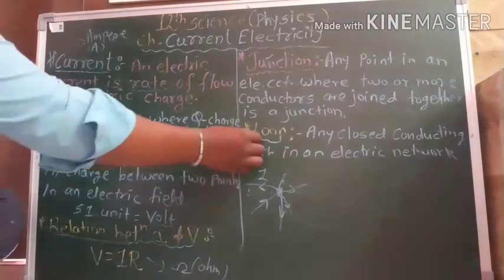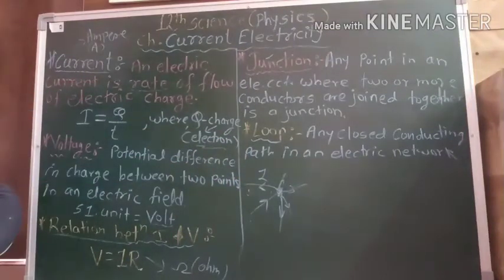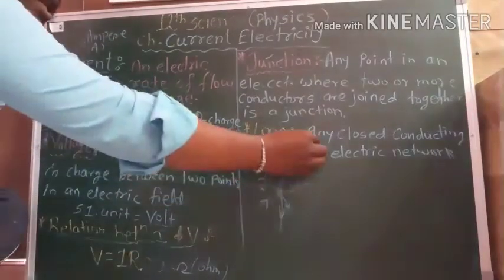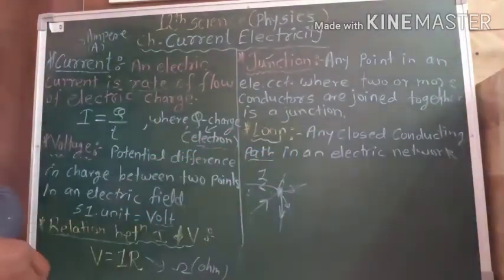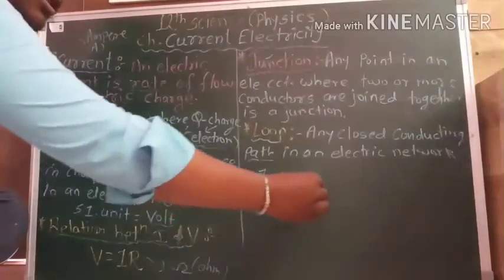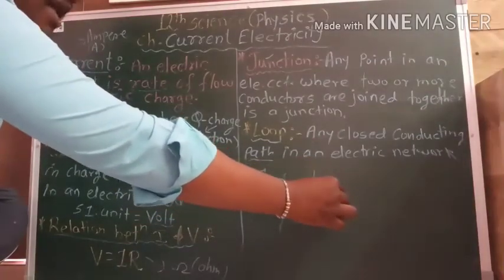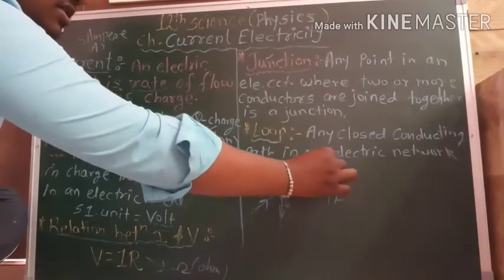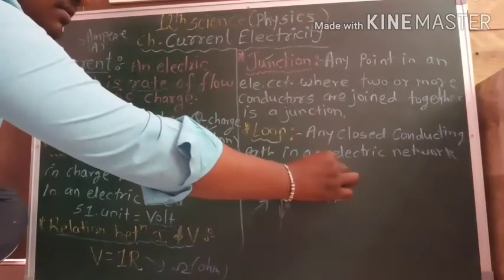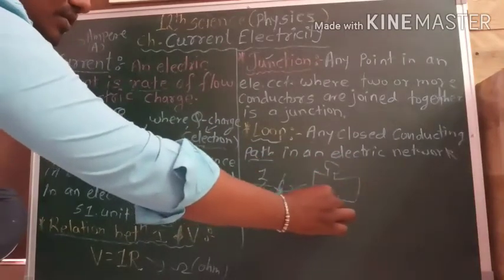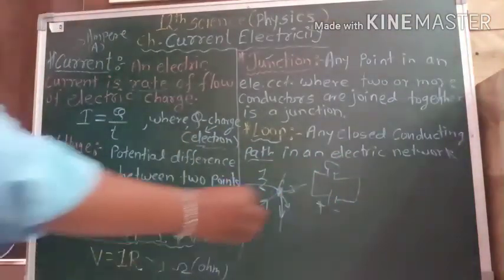The next point is loop, or another name is mesh, which is any closed conducting path in an electrical network. Loop means any closed conducting path. Suppose we consider a simple closed conducting path, where this is the bulb, with positive and negative terminals. This is the closed circuit.